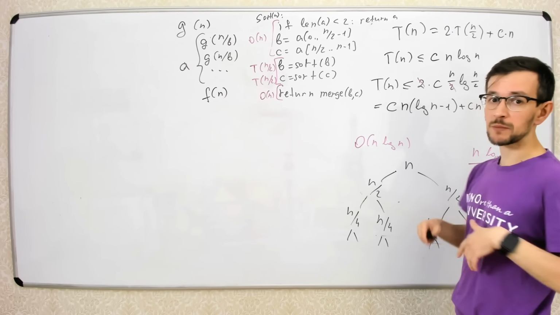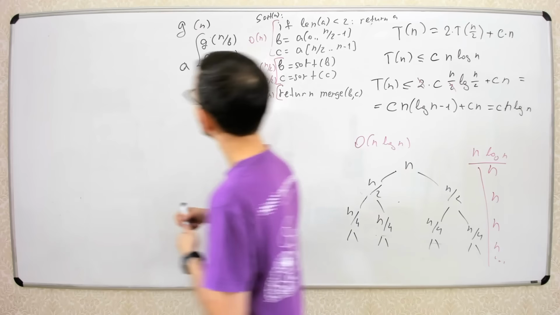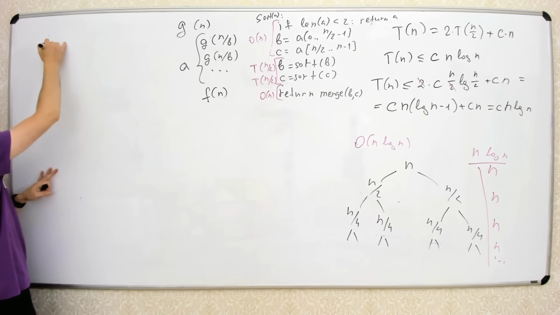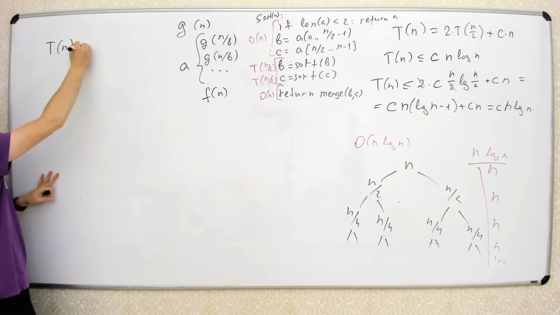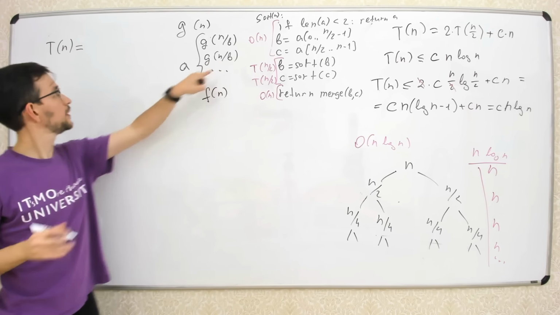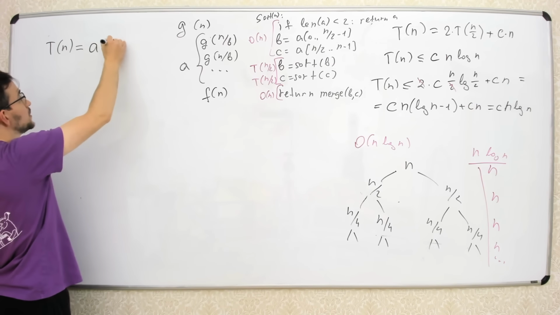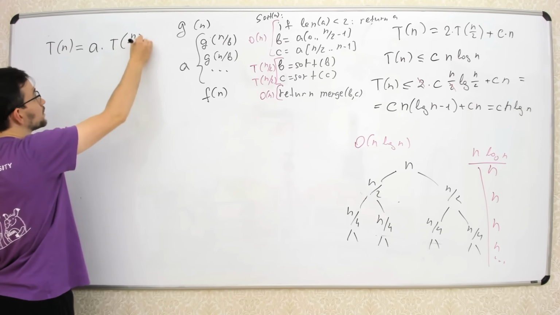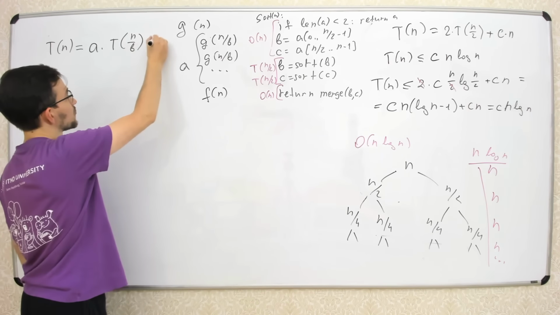Now, how to calculate the time complexity of such algorithms? What is the time complexity of this algorithm? Let's say T of n. So we have a recursive calls of size n over b. So we have a multiplied by T of n over b plus some f of n.